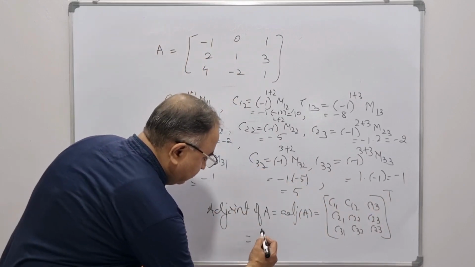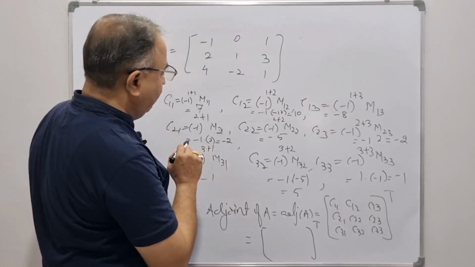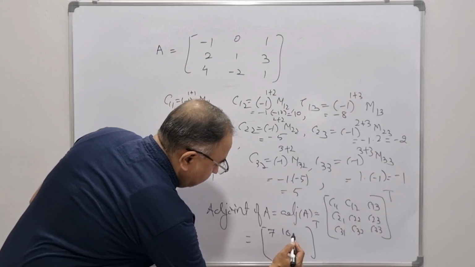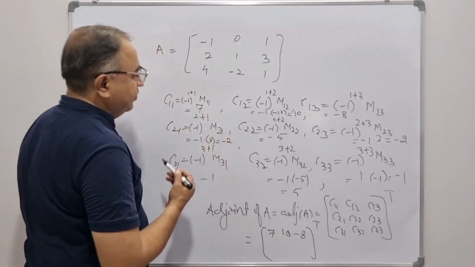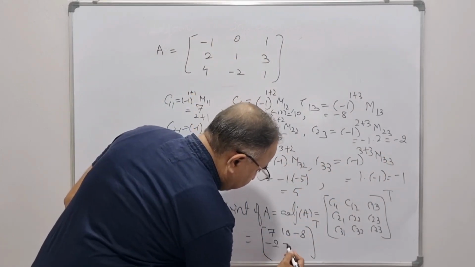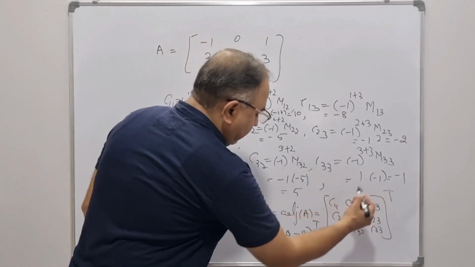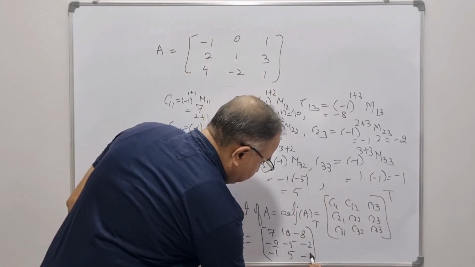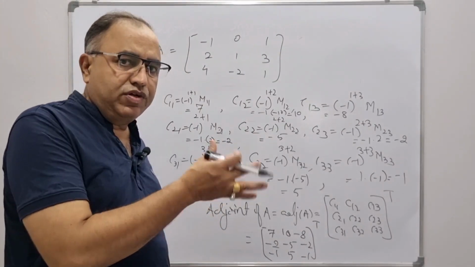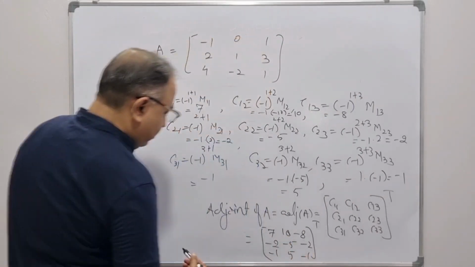So here it will be the transpose of: first row cofactors 7, 10, minus 8; second row cofactors minus 2, minus 5, minus 2; third row cofactors minus 1, 5, minus 1. And now transpose it. Transpose means converting rows into columns, interchanging rows and columns. So when you transpose it, what will you get?